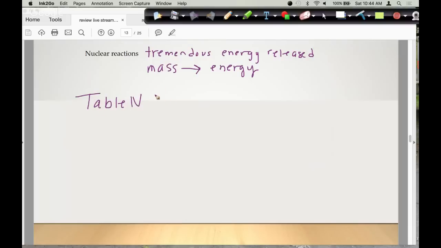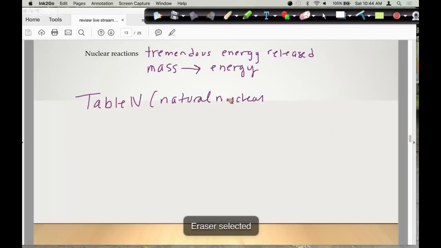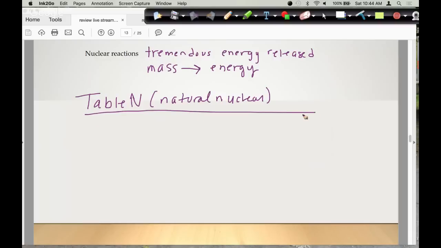We have table N for natural nuclear, and on table N, you can see whether something will naturally undergo alpha, beta, or positron decay. You also have on table N your half-life times, the amount of time for a half-life. And you can look at that. Every time a half-life goes by, the amount of remaining isotope that's unchanged divides in half.